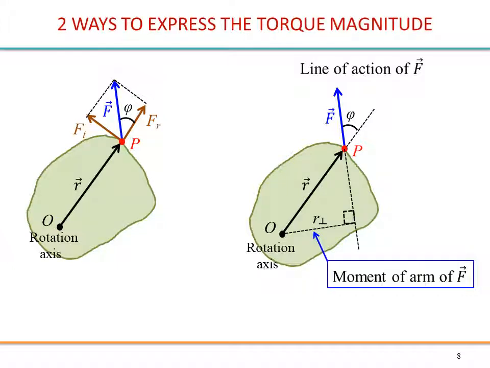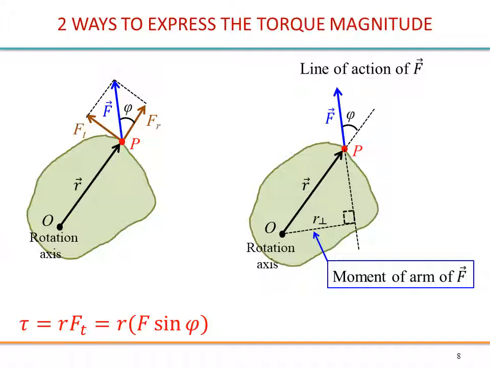So this is the first way to calculate this torque. It's also written here. So it is Ft is F sine phi. Now look at this drawing. We extend the line of action of F here, and we take the distance of that line with the axis of rotation. So this distance is r perpendicular because it's perpendicular to this line. This is called the moment arm of F.